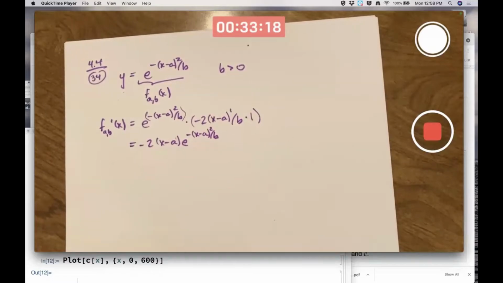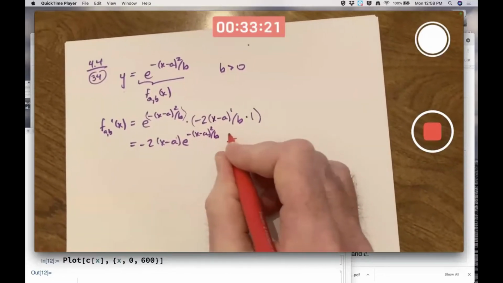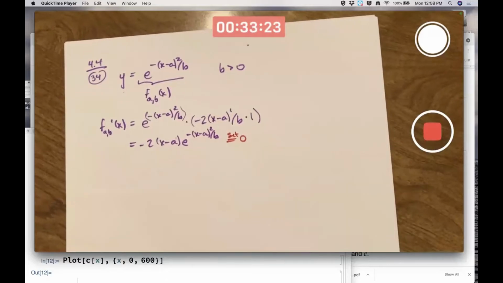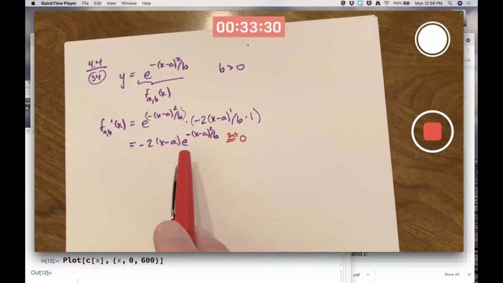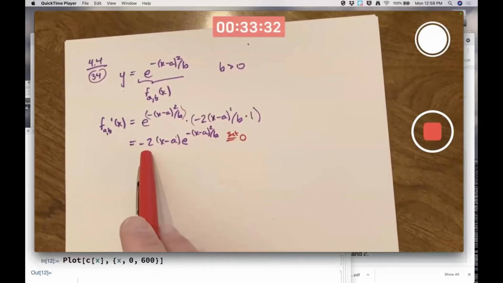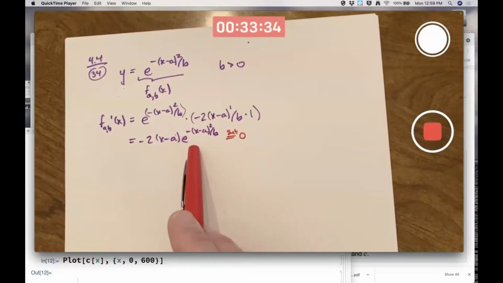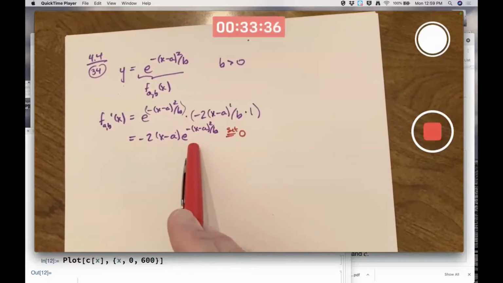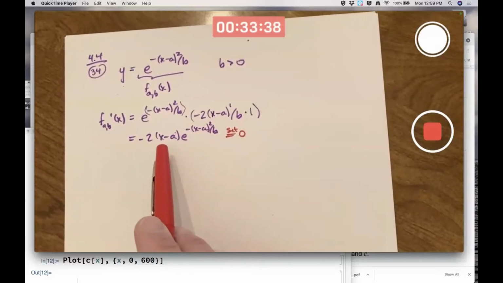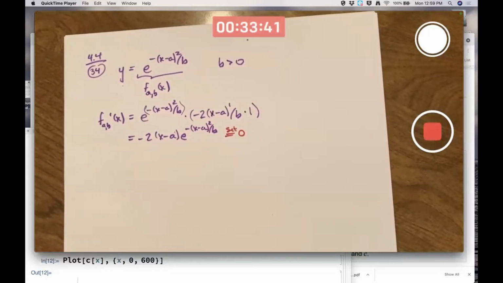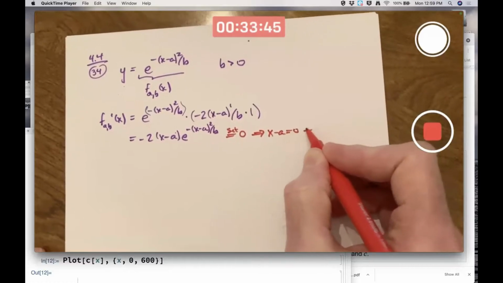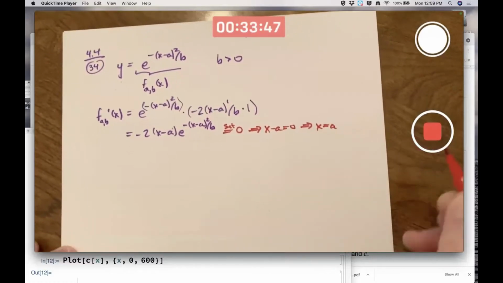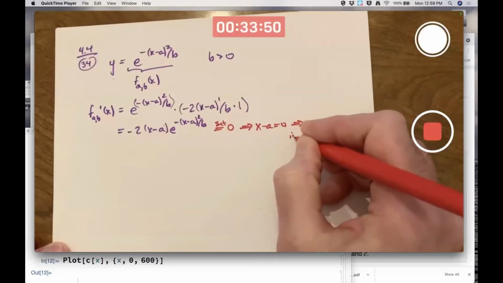If I set this equal to 0 to try to find critical points, there's only one way this product can be 0. Negative 2 is not 0. e to a power is never ever 0. So the only way this whole thing can be 0 is if x minus a is 0. This implies x minus a is 0, which implies x equals a is the only critical point.